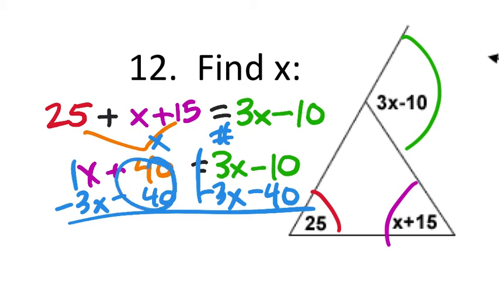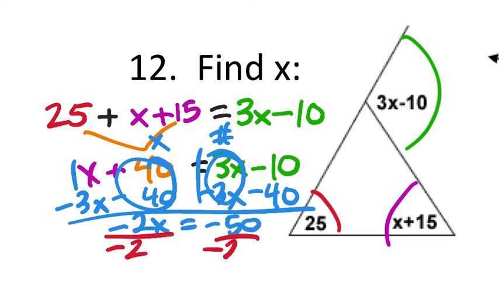The 40 minus 40 zeros out. The 3x minus 3x zeros out. And then we got 1x minus 3x, which is negative 2x. This equals negative 10 minus 40, which is negative 50. Last thing here is just divide both sides by negative 2. So now x equals 25. That's all it wanted from us, is to solve for the value of x.